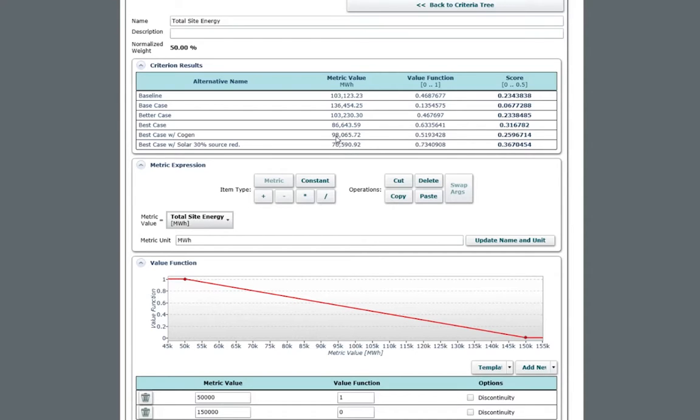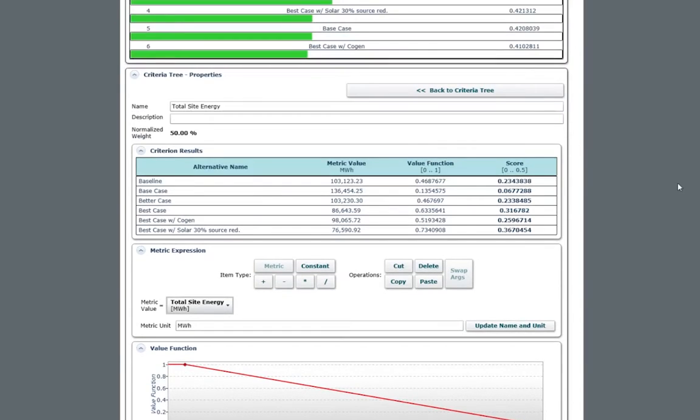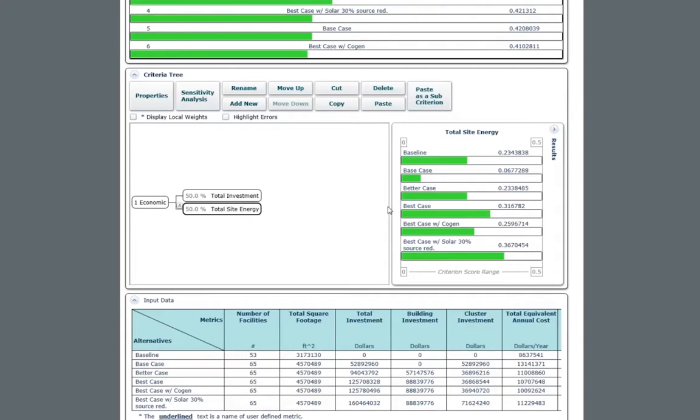So now we reduce the energy further with the solar reduction, and the score goes back up. So when you're looking just at site energy, this cogen doesn't necessarily score well, right? Because it uses more energy on site. And so we're going to look at that in a bit when we develop another case, and you'll see why we might want to look a little bit further than just site energy. We also might want to see why we want to look just a little bit further than just total investment.